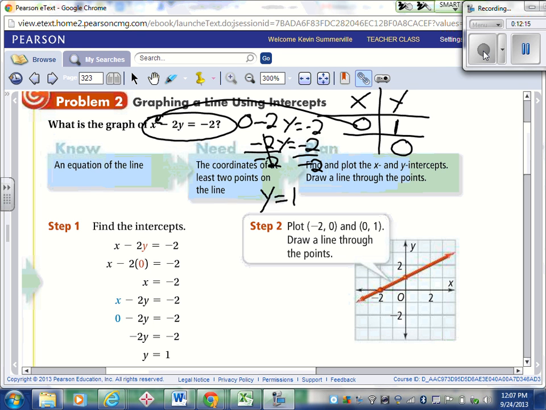Now I got to use that 0 in the same equation to find out what the x-intercept is. So I'm going to rewrite this equation. The x minus 2y equals -2. And I'm going to substitute 0 in for the y. That equals -2. 2 times 0 is just 0. So that cancels out. So I got x equals -2.